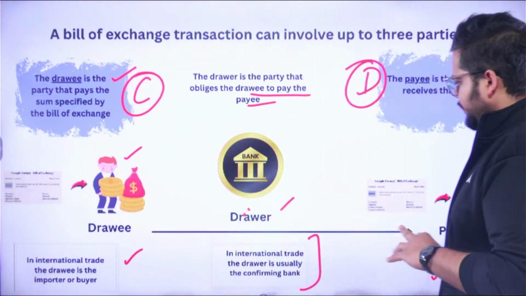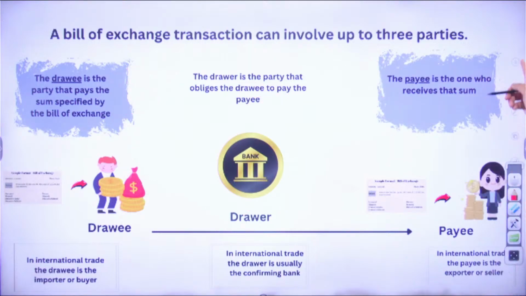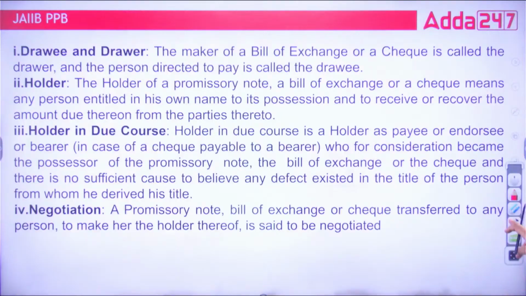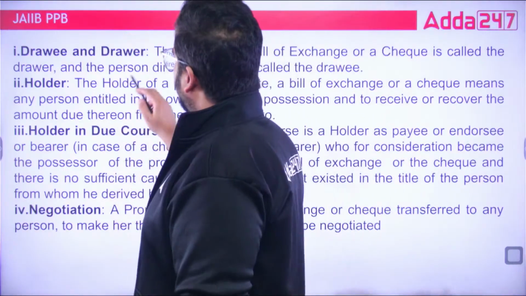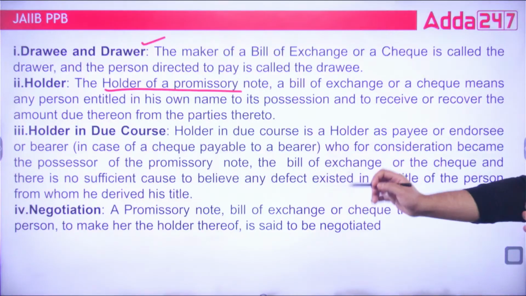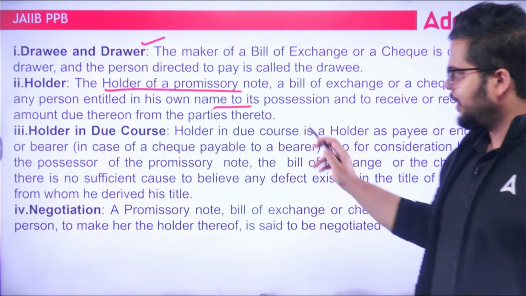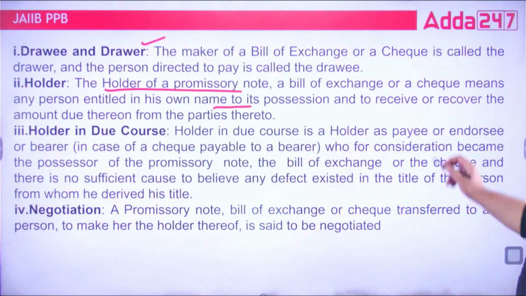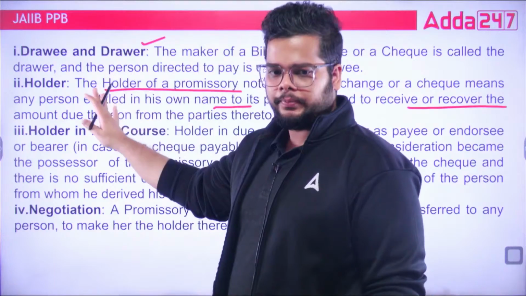Okay. So I hope the mechanism is clear. The drawee, then drawer, and then we have payee. When I talk about the specifics of drawee, drawer, or the holder in due course, all these terms are again important. So drawee we have seen. Holder, the holder of a P note, bill of exchange or check, means any person that is entitled in his own name to the possession and to receive or recover the amount. So whosoever is receiving the amount is the holder.